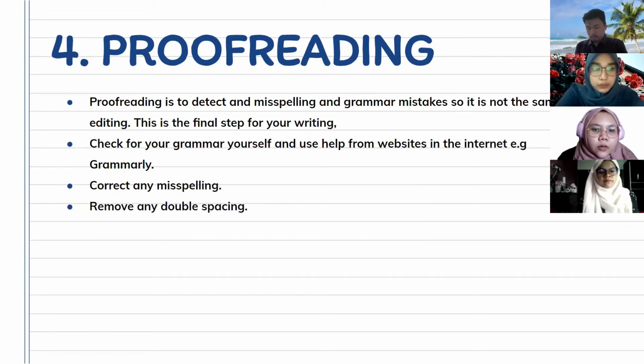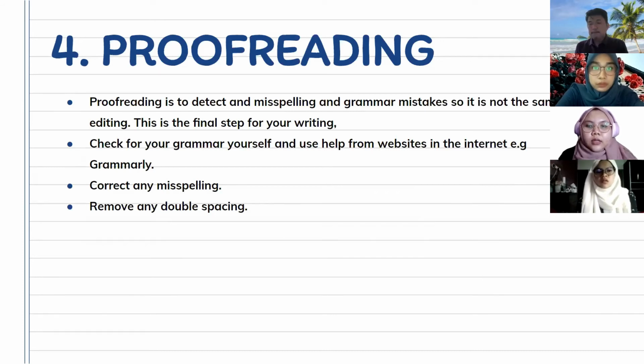You check your grammar yourself, or you can use the help of your friends, or you can use help from websites on the internet. An example is Grammarly. Grammarly is free. You can check your grammar there. It will tell you what is wrong and what is right. Or you can come to me. And you correct any misspelling. We don't want any misspelling because it will reduce your marks. Also, if you misspell, a word can have a different meaning, right?